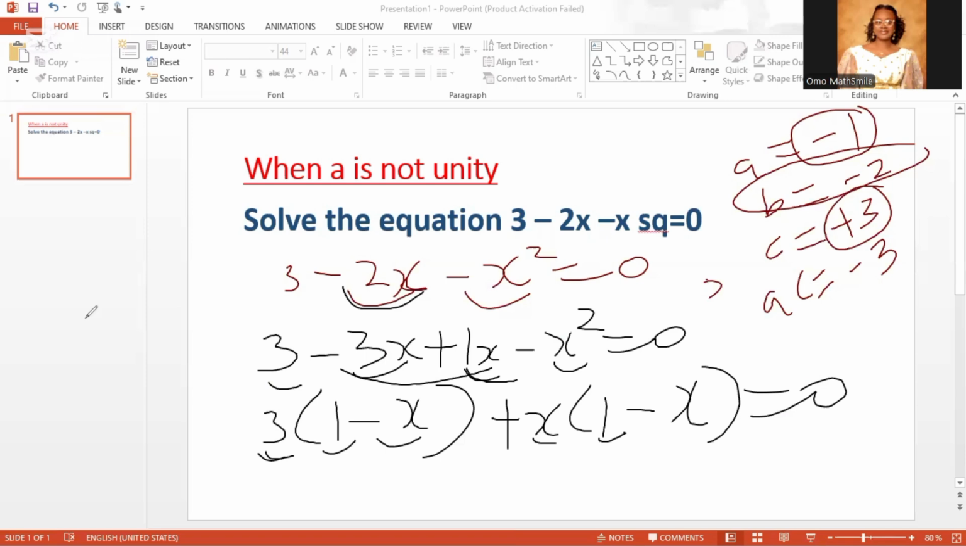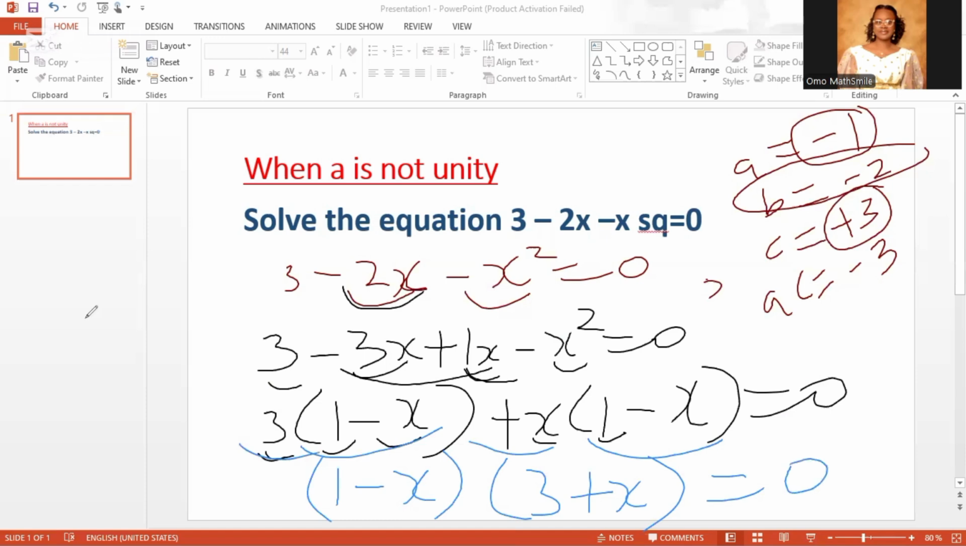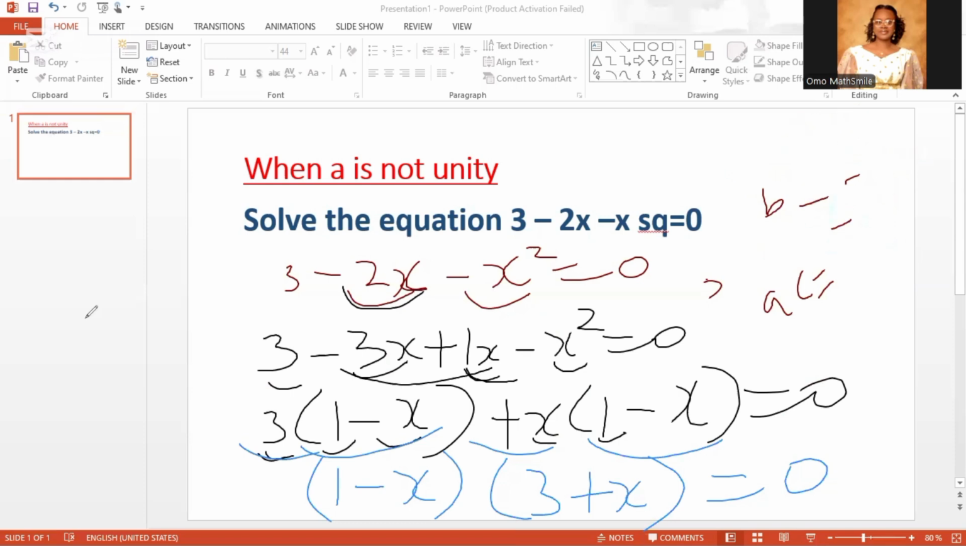So you notice here that 1 minus x is common. So we have 1 minus x, then we have 3 plus x, all equals 0. So what do we do at this point? The next thing to do now is to bring out 1 minus x equals 0 and 3 plus x equals 0.